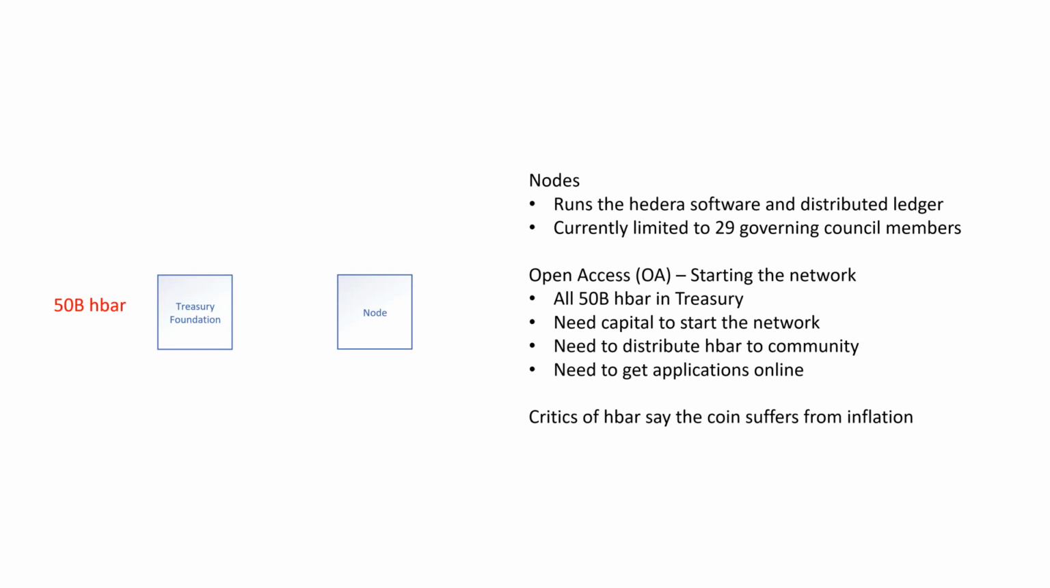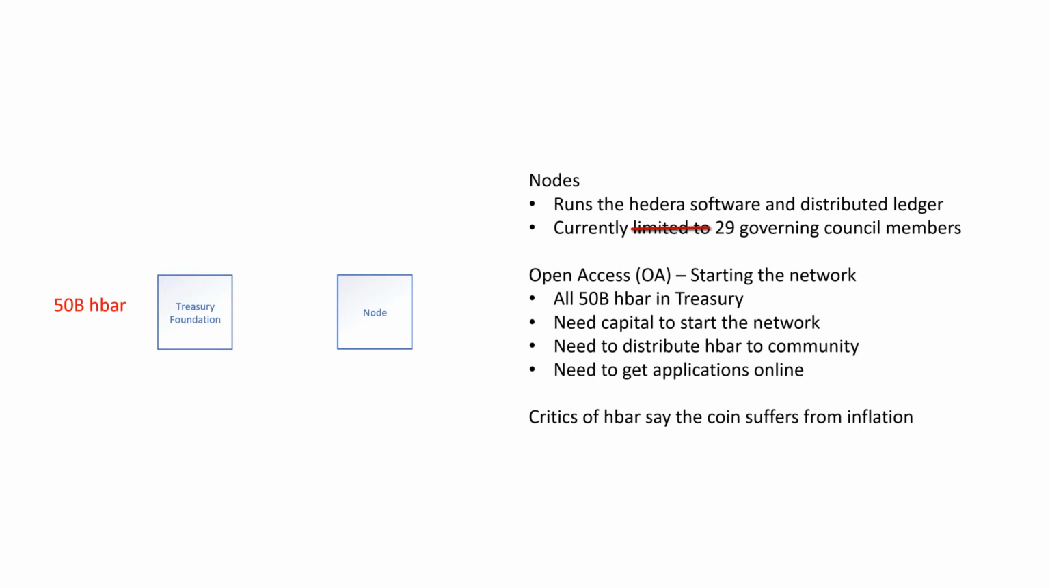In order to understand the tokenomics of Hedera, we have to understand the parts and pieces. First, we're going to start with the treasury, which holds non-circulated HBAR and is controlled by the governing council. Next, the foundation was endowed with HBAR for the development of the Hedera Hashgraph ecosystem by supporting different projects. Then we have nodes. Nodes run the Hedera software and distributed ledger, currently limited to 29 governing council members.